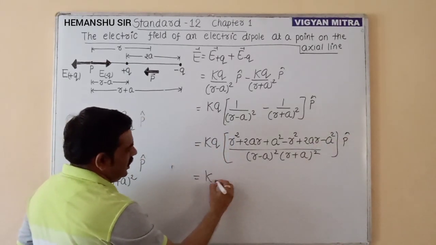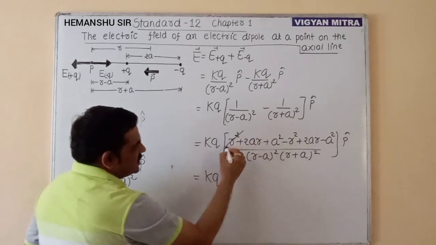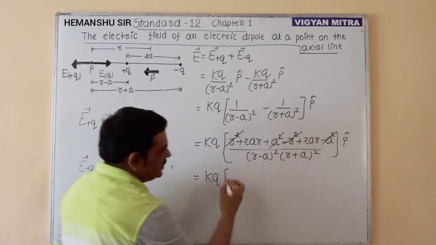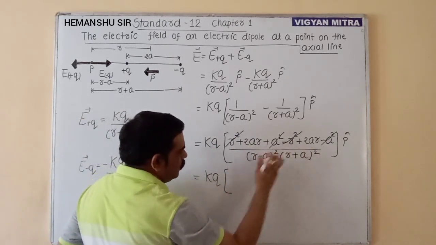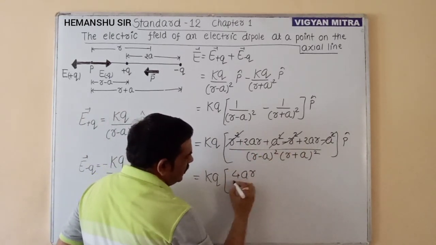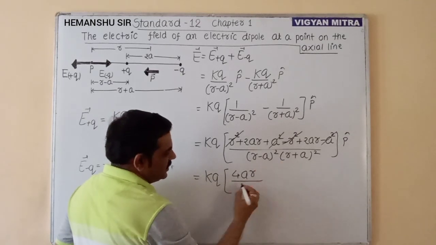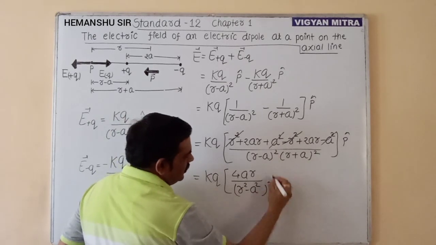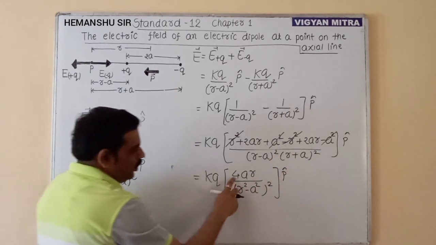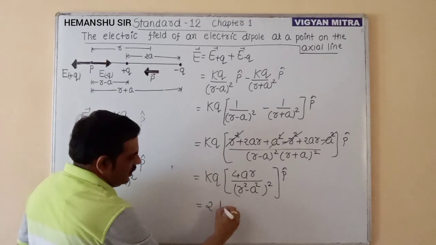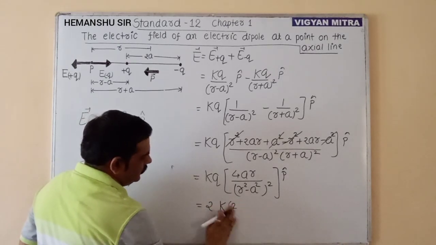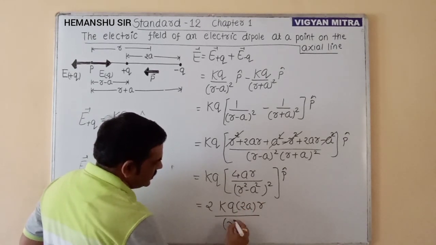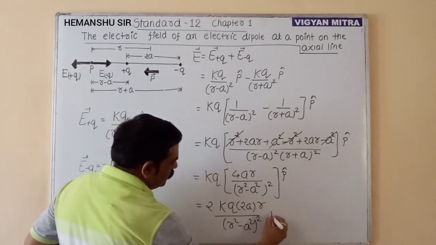So it is KQ. R square and negative R square cancel out. A square and negative A square cancel out. 2AR plus 2AR, so it is 4AR. (R minus A)(R plus A) is R square minus A square, and here the whole square, P cap. Now here we can write it like this: KQ 4AR divided by (R square minus A square) raised to 2 into P cap.